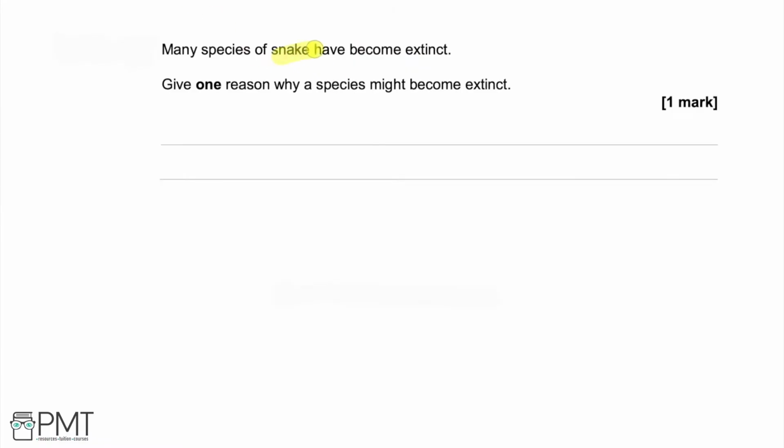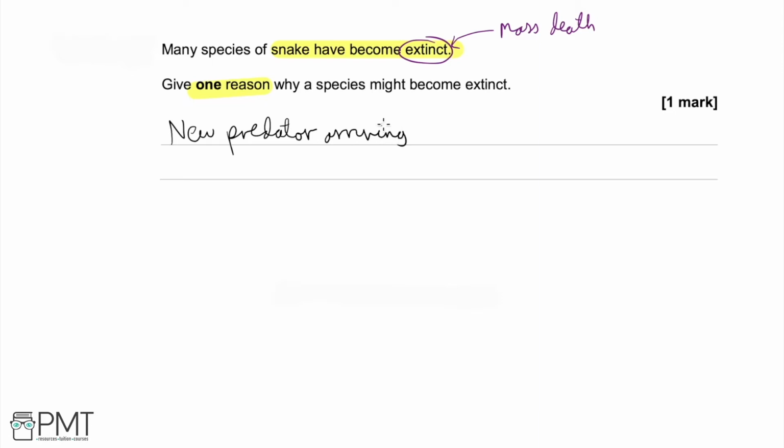Many species of snake have become extinct. Give one reason why a species might become extinct. Well, the extinction of a species is when there are none left of that species due to mass death. Now this could be caused by a multitude of factors, for example, a new predator arriving, which then eats many of the individuals until none are left.